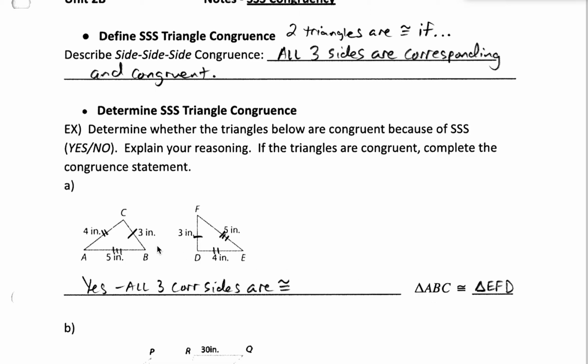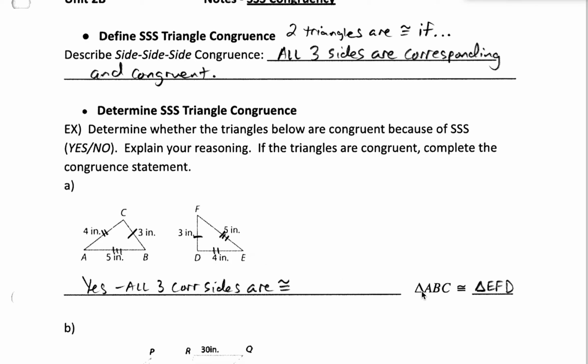So what corresponds with A? This is where it gets a little tricky. I think that matching angles, even though we're looking at sides, is a little easier because notice if you say side AB, what corresponds with side AB? Well, we know that FE corresponds, but are we going to say FE or EF? That's what makes it tricky.